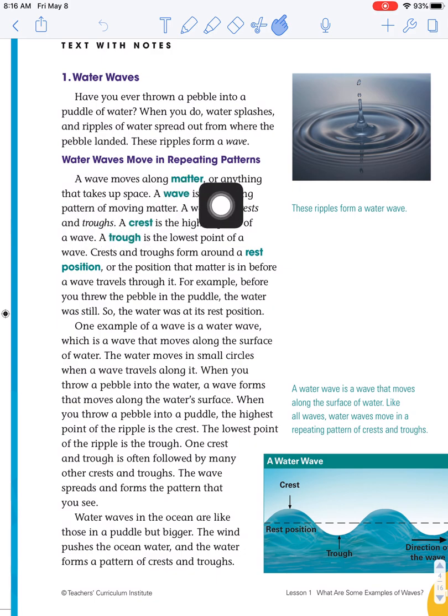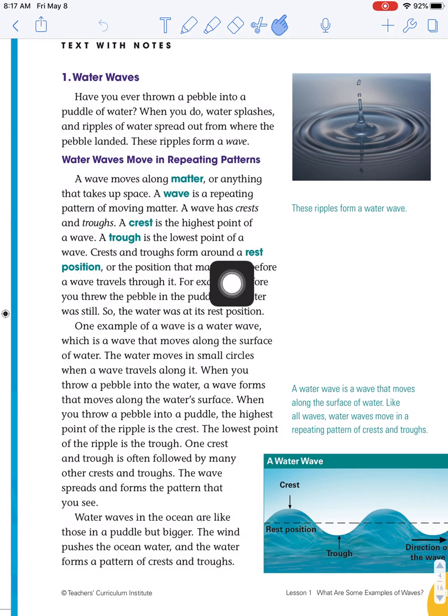So remember, that's a context clue. So matter is anything that takes up space. A wave is a repeating pattern of moving matter. A wave has crests and troughs. A crest is the highest point of a wave. So here where you see that they build up, that's the crest. A trough is the lowest point of a wave. So you can see where it dips down, that's the trough.